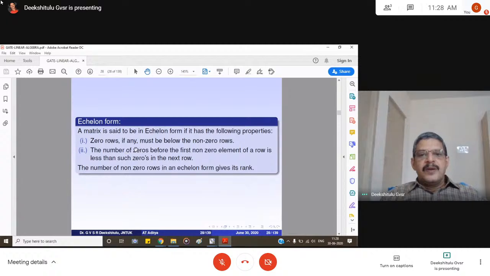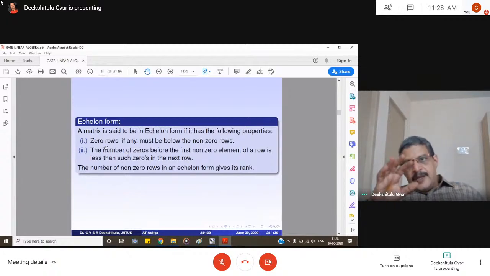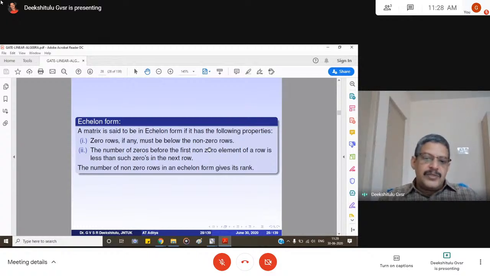1. Zero rows, if any, must be at the bottom of the matrix, below the non-zero rows. 2. Non-zero rows: the number of zeros before the first non-zero element of a row is less than the number of zeros in the next row.